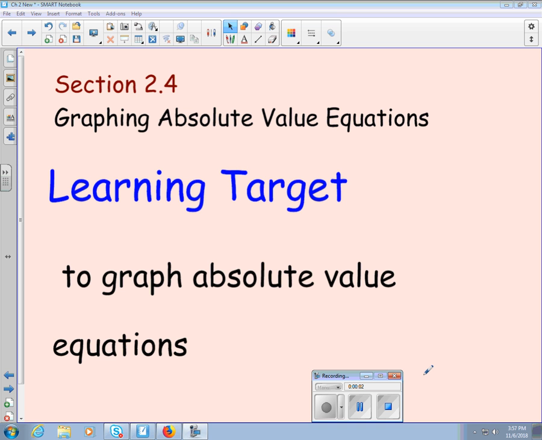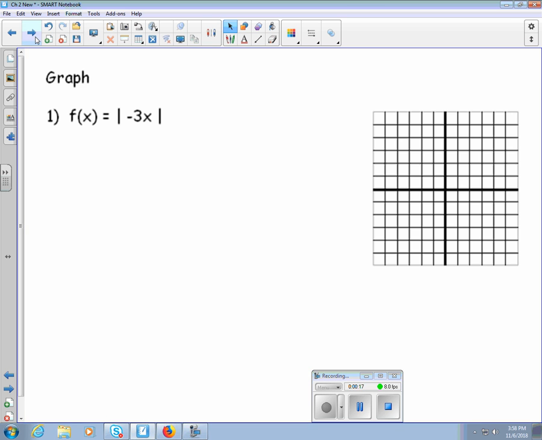Hi all, here is the next section, which is going to be talking about graphing absolute value functions. Or probably equations, functions. So for the learning target, again, just being able to graph absolute value equations and nothing too super fancy than that. And we'll get to some of the examples in just a moment.